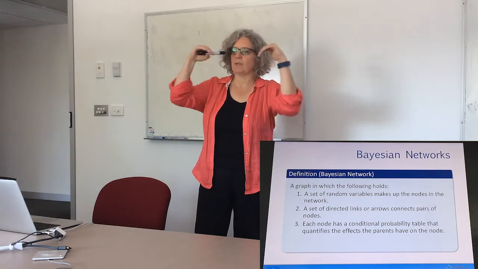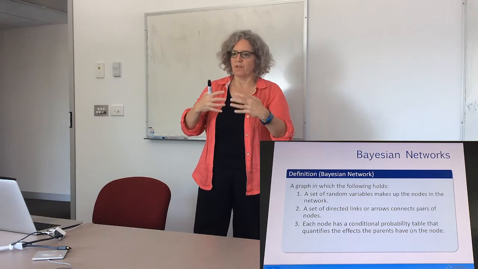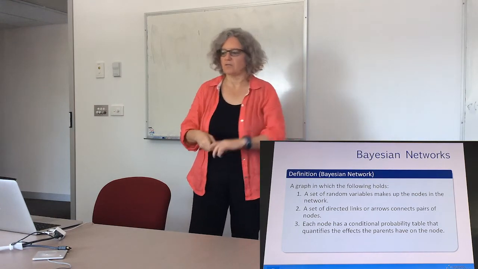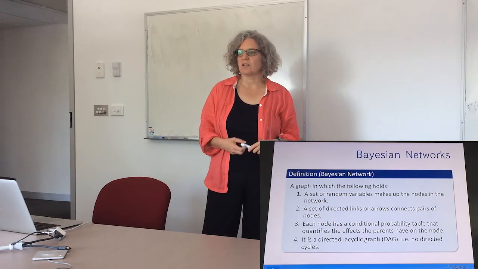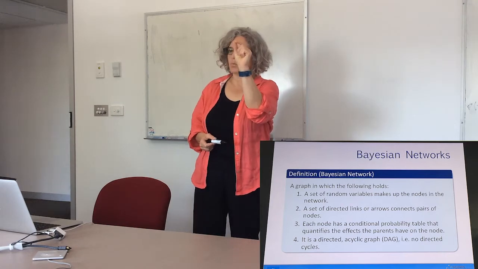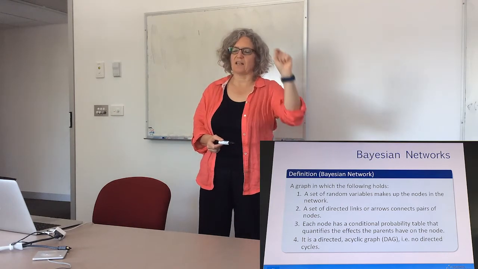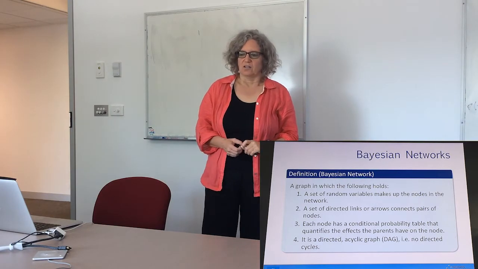So when there are arrows coming in, you have a conditional probability table that says what's the probability of that node having certain values given its parent nodes. And it's a directed acyclic graph, which means that you don't have any directed cycles. You can't start at one node and follow the arcs around and end up back where you started from. That's not a valid Bayes net.